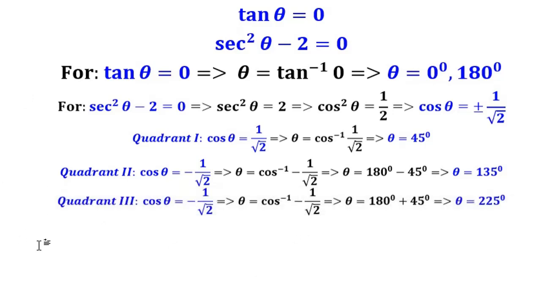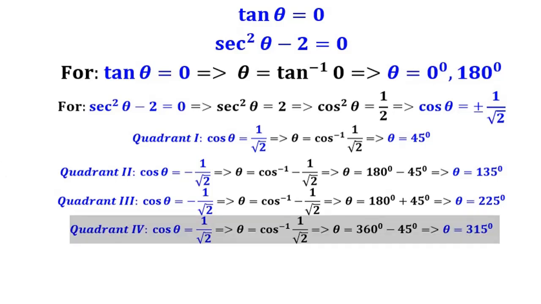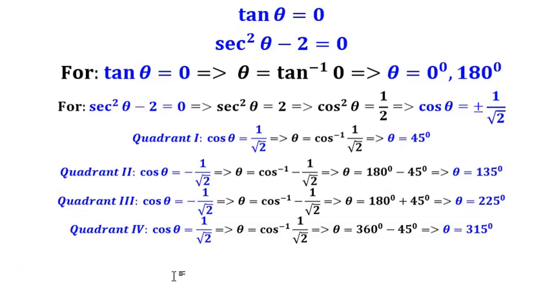Then in the third quadrant, cosine theta is again minus 1 over square root of 2. Theta is cosine inverse of minus 1 over square root of 2. That means theta is 180 degree plus 45 degree. That is theta equals 225 degree. Then in the fourth quadrant, cosine theta is positive 1 over square root of 2. That means theta equals cosine inverse 1 over square root of 2. That means theta equals 360 minus 45 degree. That is theta equals 315.